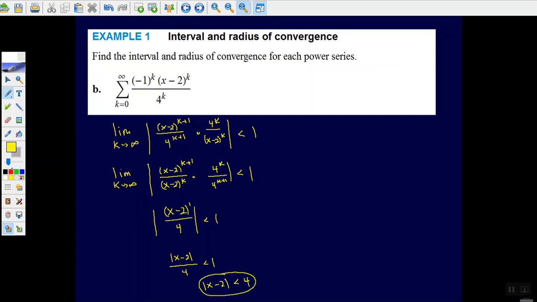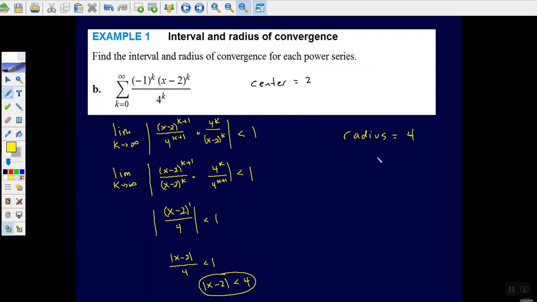We should have pointed this out at the beginning here, that this expression x minus 2 to the k, that's the x minus a to the k, telling us that the center of the polynomial is the value x equals 2. And now down here, I've got the expression x minus 2 has to be less than 4. And that's telling us now that any value of x that is within 4 units of 2 will cause this series to have absolute convergence, therefore convergence. Okay, so this tells us that the radius of convergence is 4.